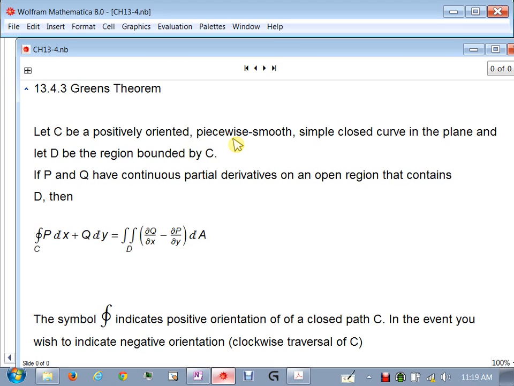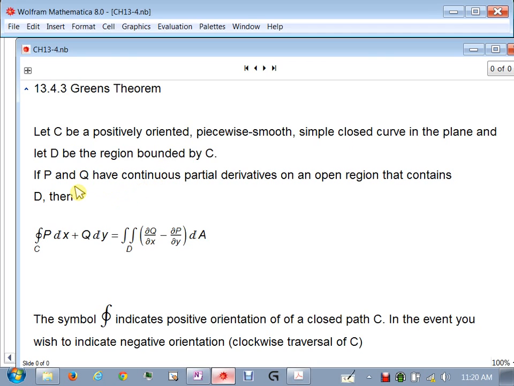That would be positively oriented. I would have to give you direction here, the arrows, right? Piecewise smooth. So I'm not smooth here because I have this cuspy pointy thing, but I'm smooth in this piece, smooth in this piece. So I would have four smooth pieces. So piecewise smooth, simple, closed, right? Simple meaning it's not going to cross over itself in the plane, which means we're two-dimensional. And let D be the region bounded by C. So D is the interior of that.